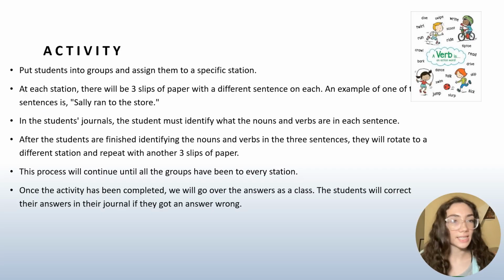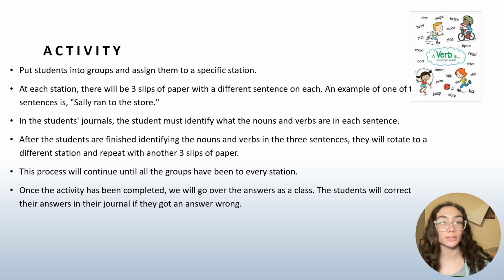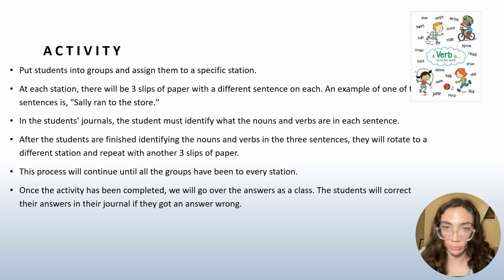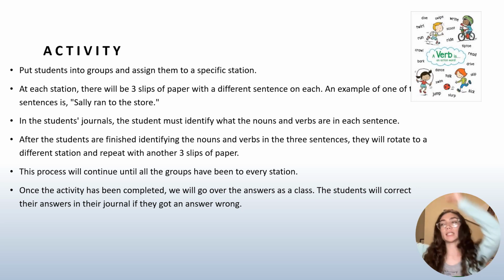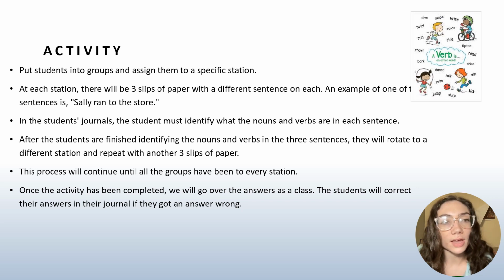Now for the activity, I would like to put students into groups and assign them to a specific station. So, maybe about 4 to 5 stations depending on how many students are in the class and how many table groups there are. So station 1 over here, station 2 over there, and just kind of around the room. Then at each station, there will be 3 slips of paper with a different sentence on them. So these slips of paper will be in a cup or a bowl or something of that sort.